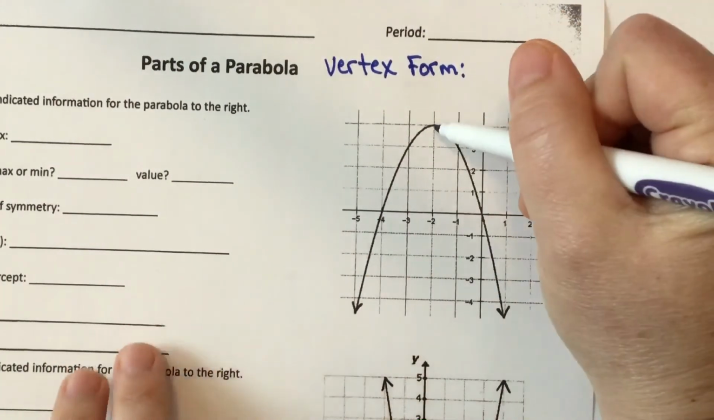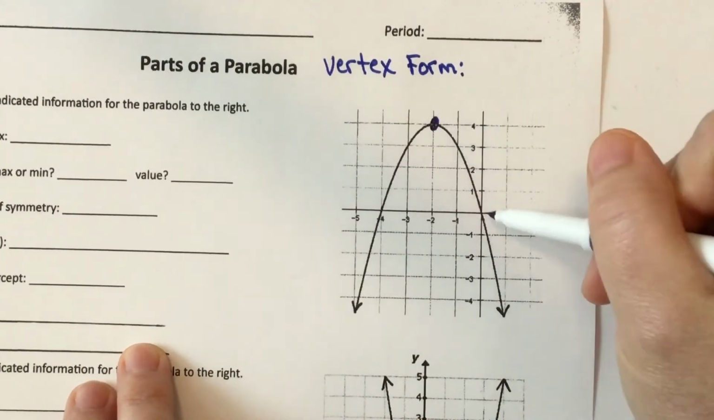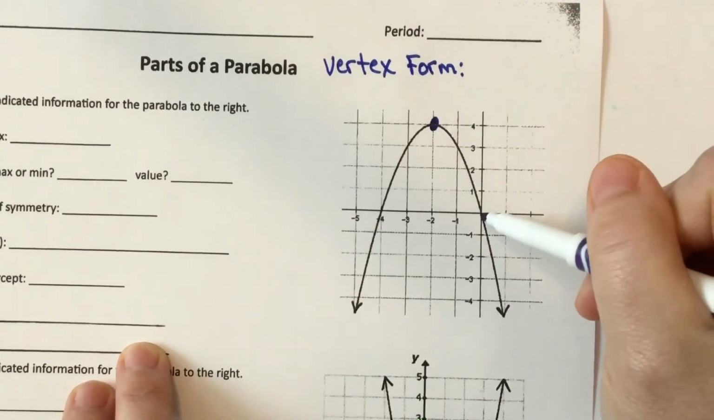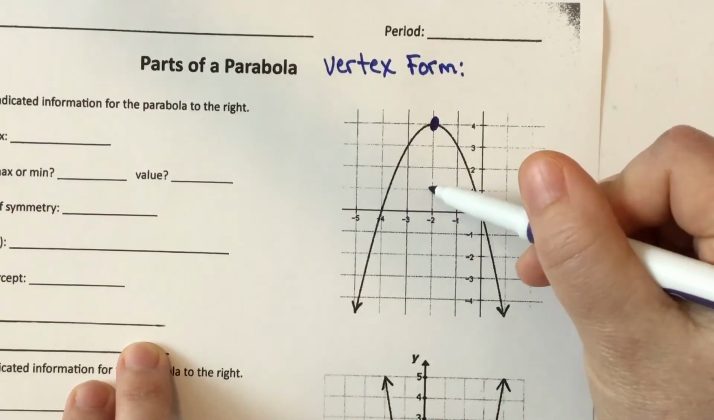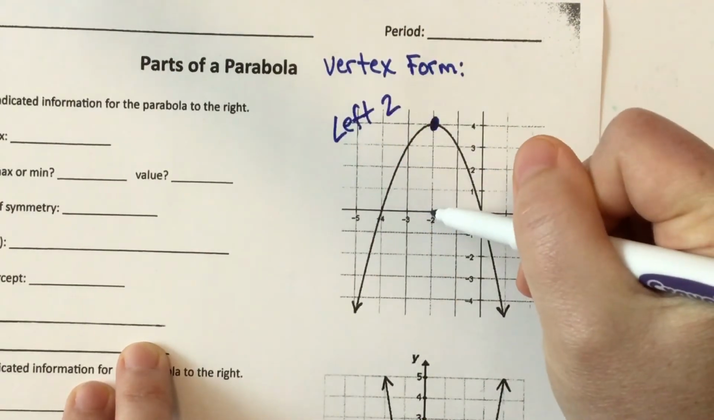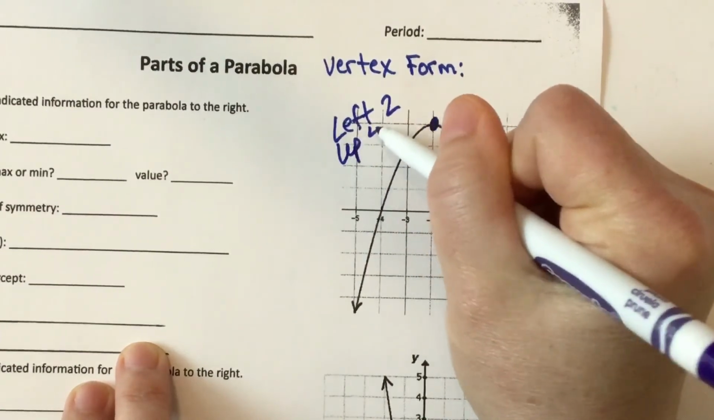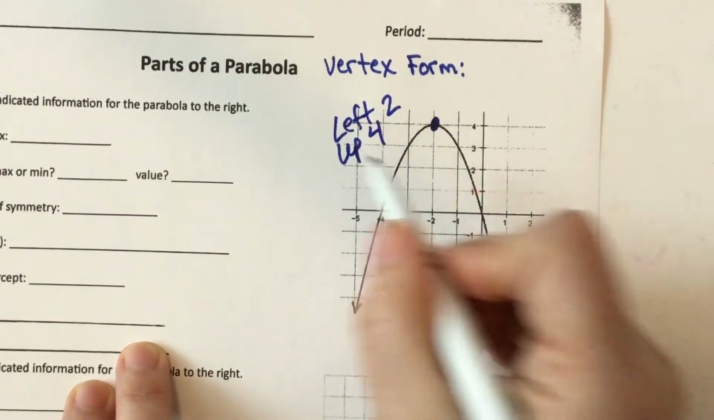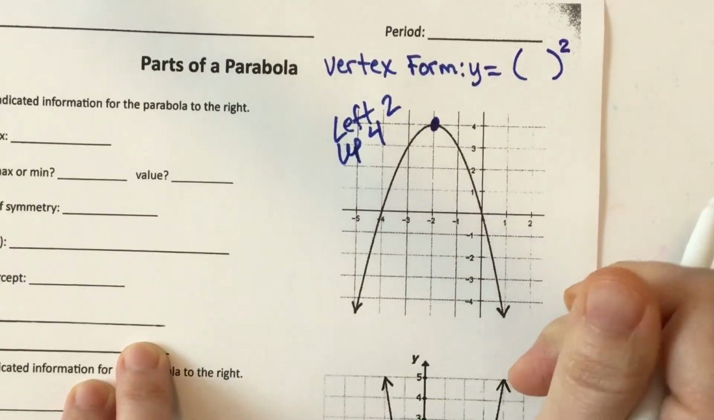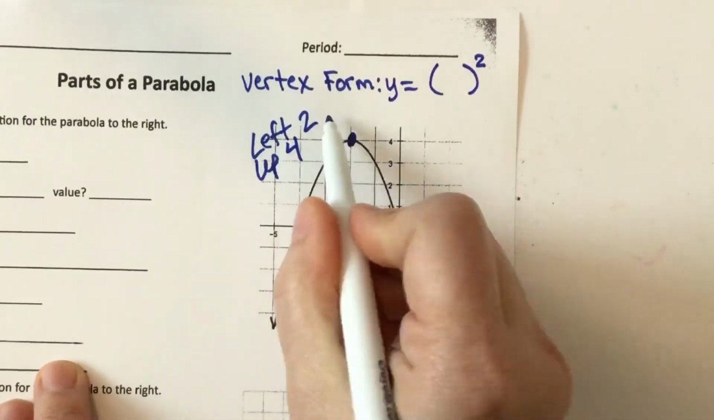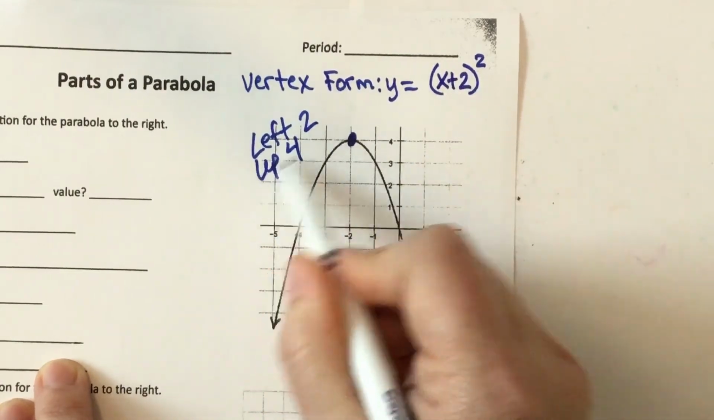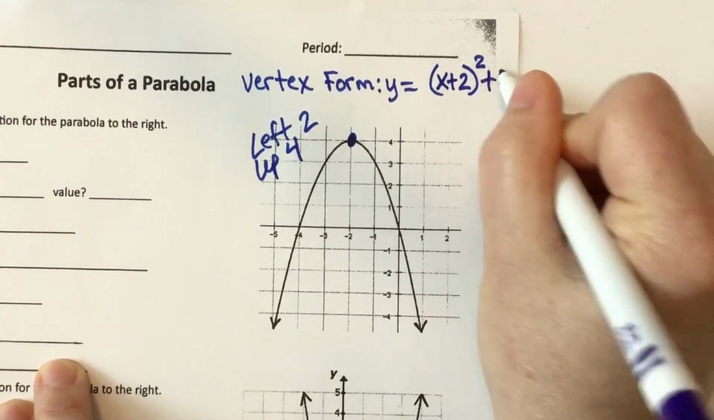Okay, so how did the vertex get right here when it was supposed to be here at 0, 0 for the parent? So how did it get here? It went left 1, 2 and up 1, 2, 3, 4. Okay, so it went left 2 and it went up 4. Okay, so since there's a left-right motion, I know that I'm going to need parentheses again with the squared on the outside. So to make it go left 2, what do you think? X plus 2. And then to make it go up 4, in the back I'll have a plus 4.